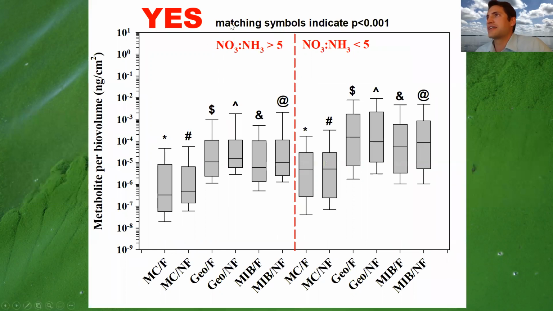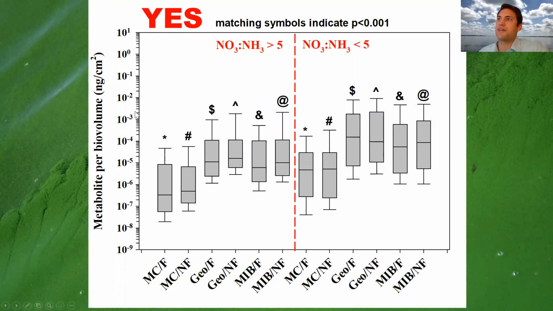On this side of the red line, we have nitrate to ammonia ratios greater than 5. So this is what you're seeing here. This is less than 5. These 2 plots are essentially duplicates of each other, only in different nitrate to ammonia ratio conditions. So here you have microcystin for the amount of nitrogen fixing biovolume.